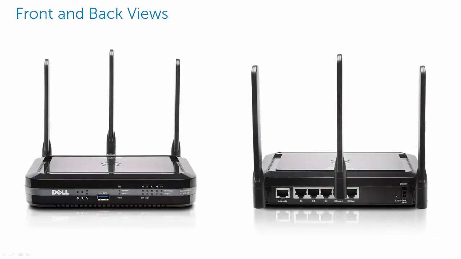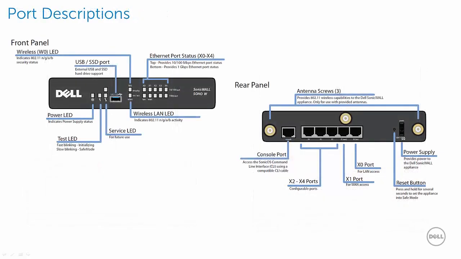This is your Dell SonicWall SOHO Wireless front and back views. On the front of your Dell SonicWall SOHO W are your Ethernet port indicator LEDs, a USB port, and your various power status LEDs. On the back side of the SOHO W is your power connector, three antenna screws, ports X0 through X4, and your console port.